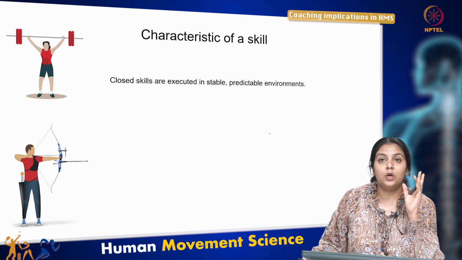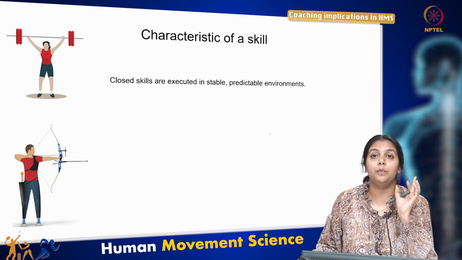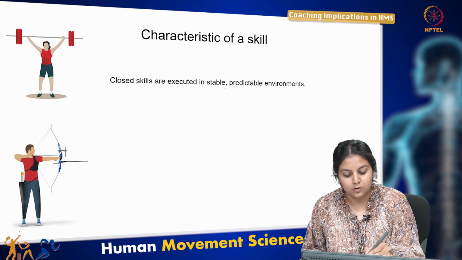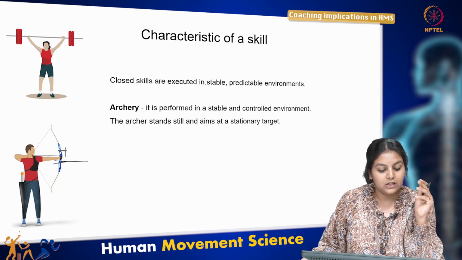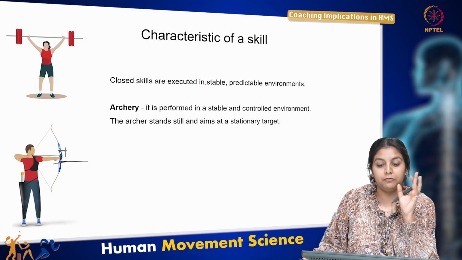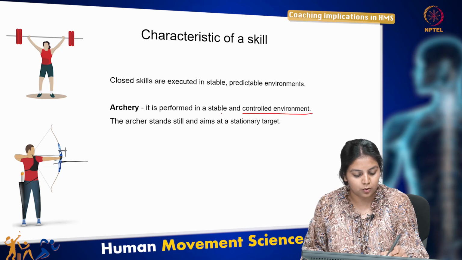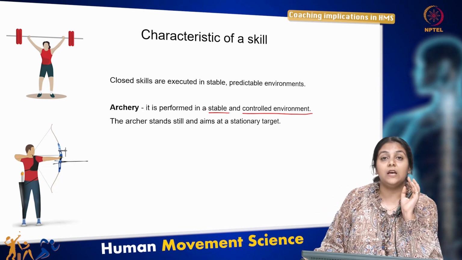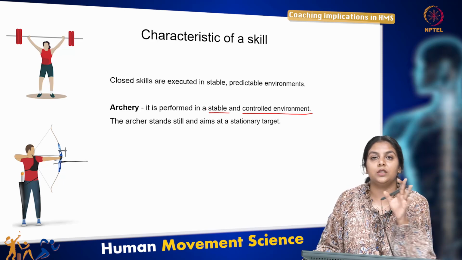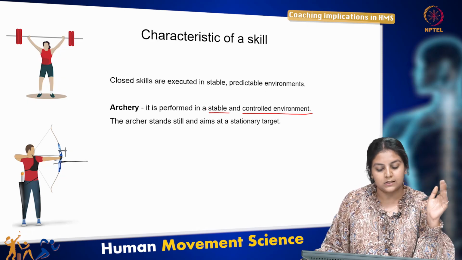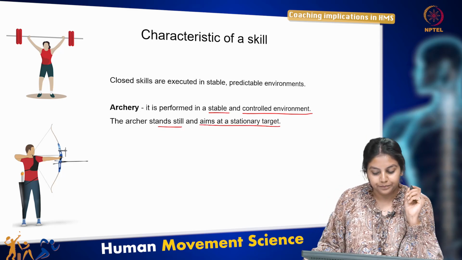Alright, so let's look at closed skills. Closed skills are executed in a stable and predictable environment. For example, archery. It is performed in a stable and controlled environment, wherein the archer stands still and aims at the stationary target. So there is no other movement here. The archer stands still and aims at the stationary target.